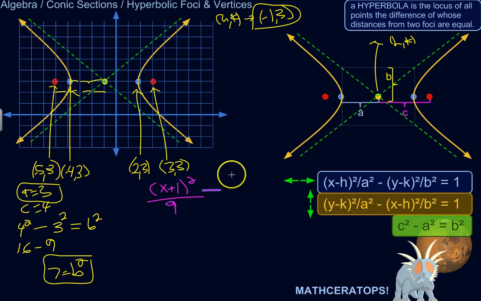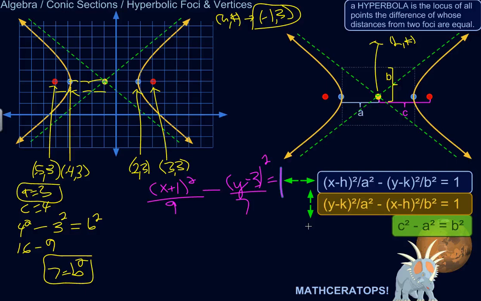Minus y minus k. K is 3 squared over b squared. B squared is 7 equals 1. And that's it. That's the equation for that ellipse. Or, excuse me, hyperbola.